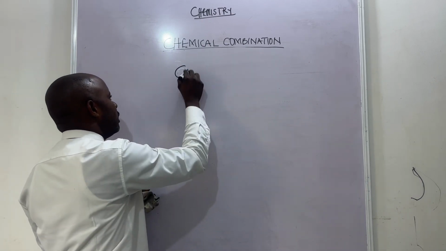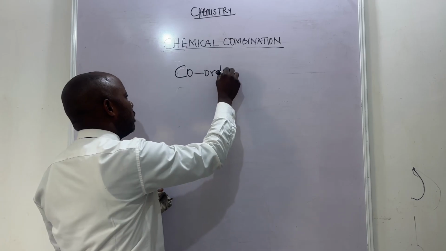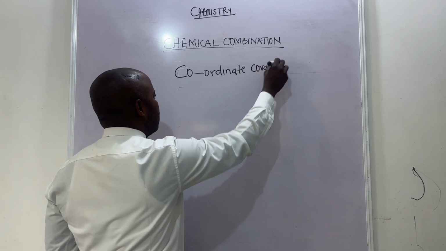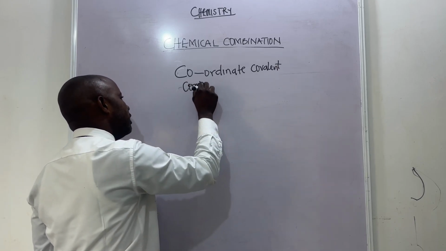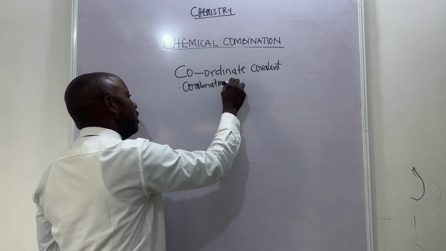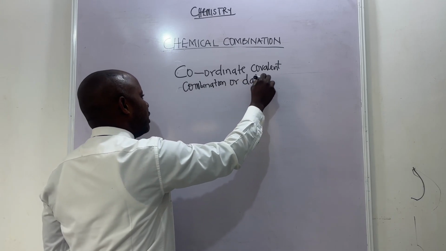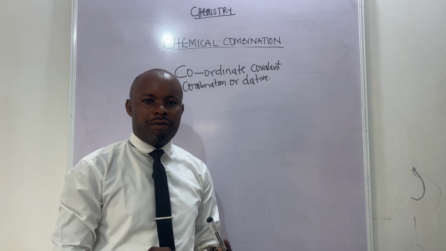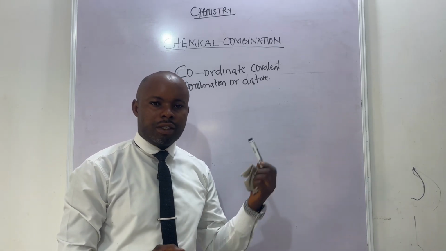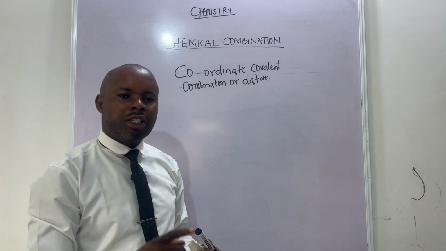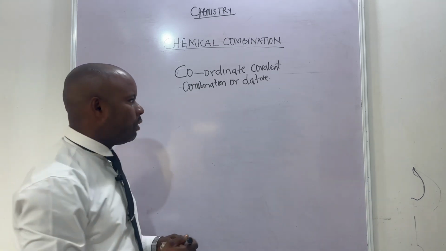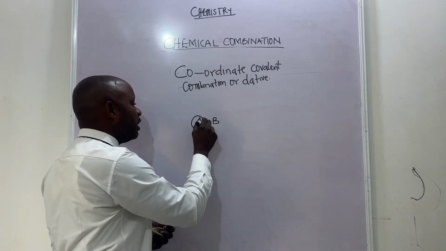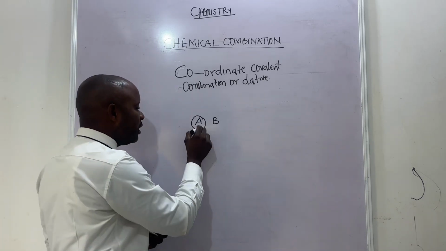Coordinate covalent combination, or bonding, is also known as dative bonding. In this aspect, this is the opposite of ordinary covalent combination. Here, the electrons used for this chemical bonding are contributed by only one participating chemical element. For instance, if we say A and B, only one participating chemical element contributes the electron that is used for the bonding.